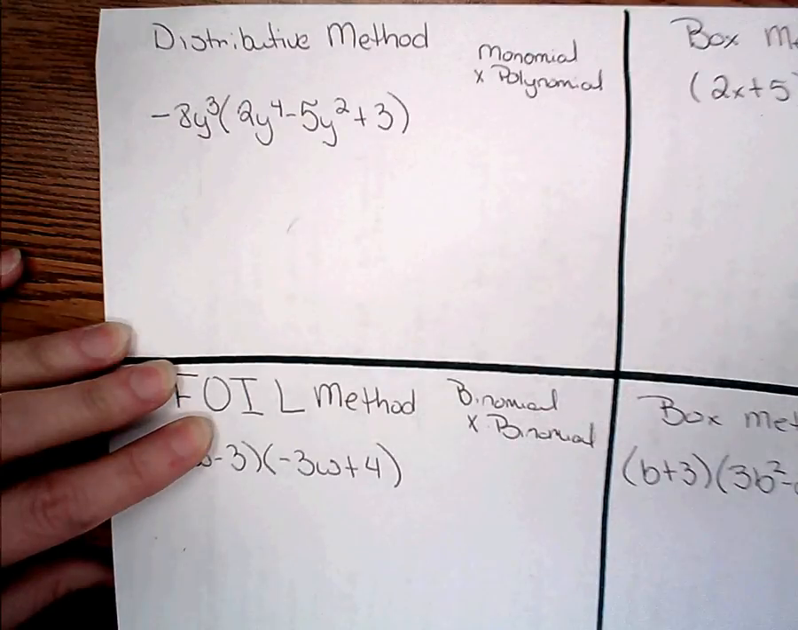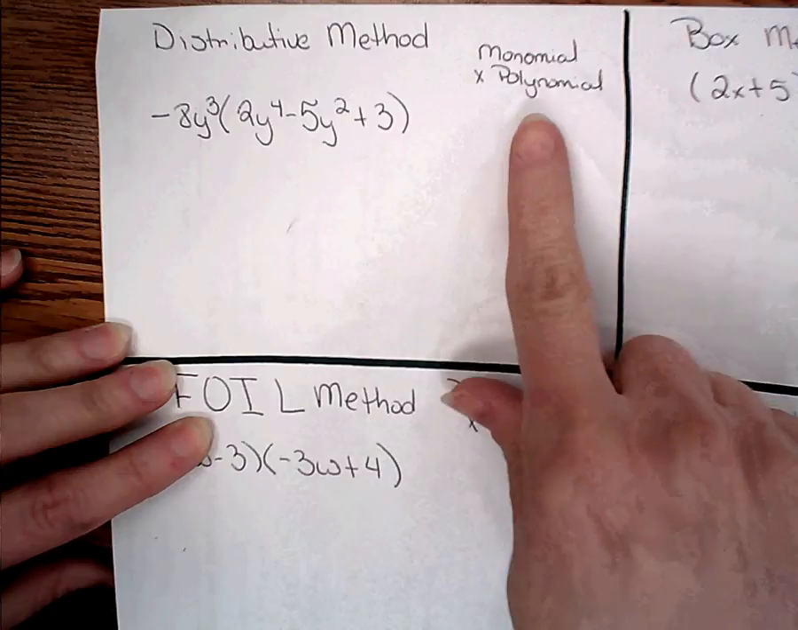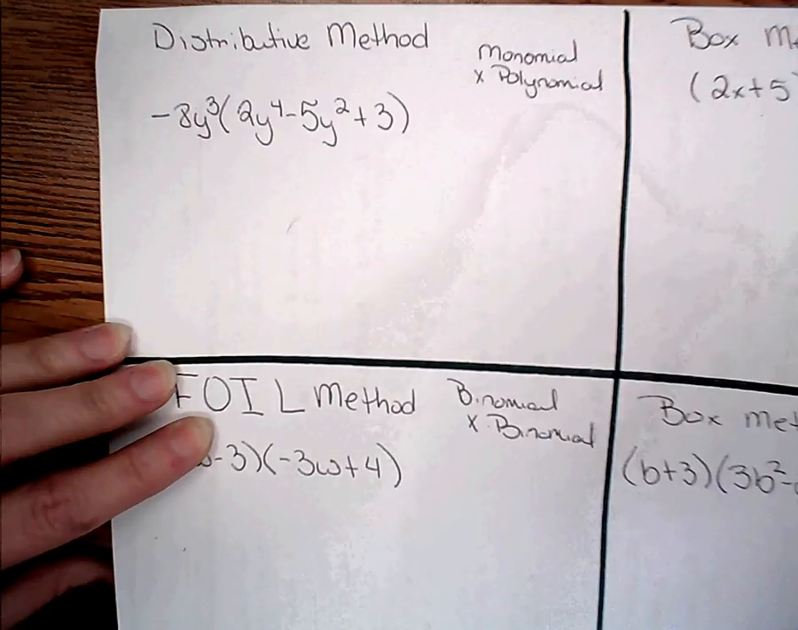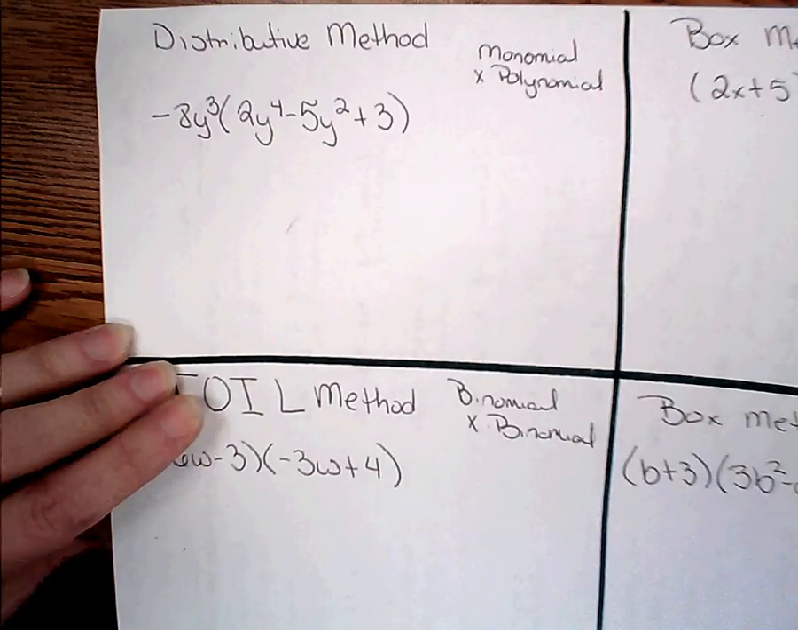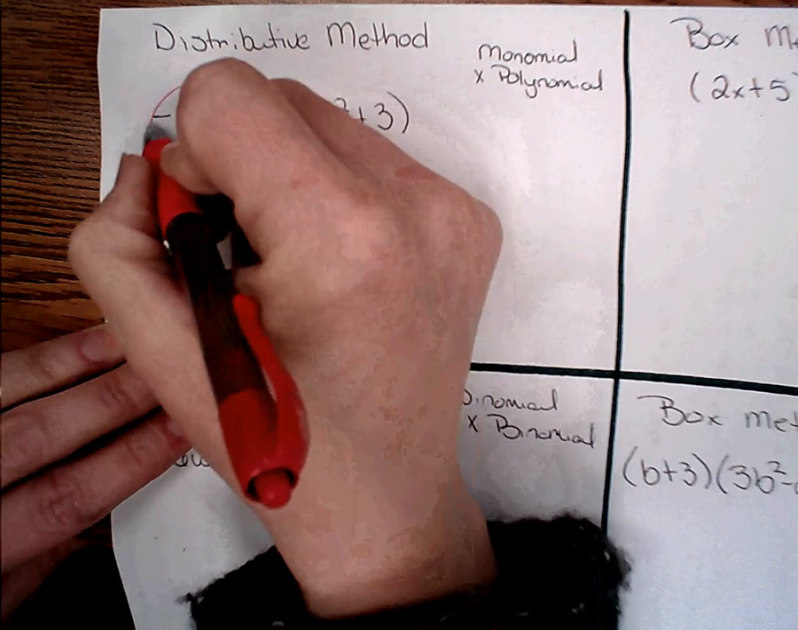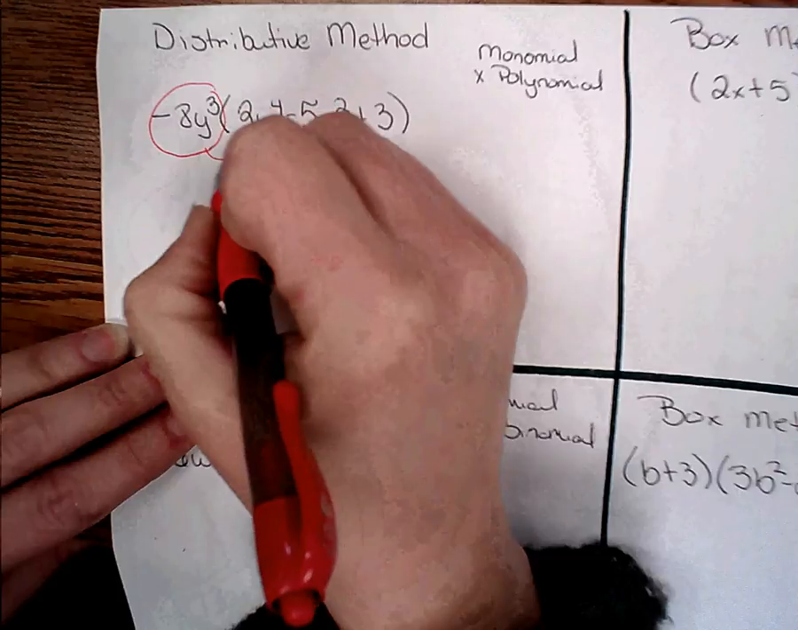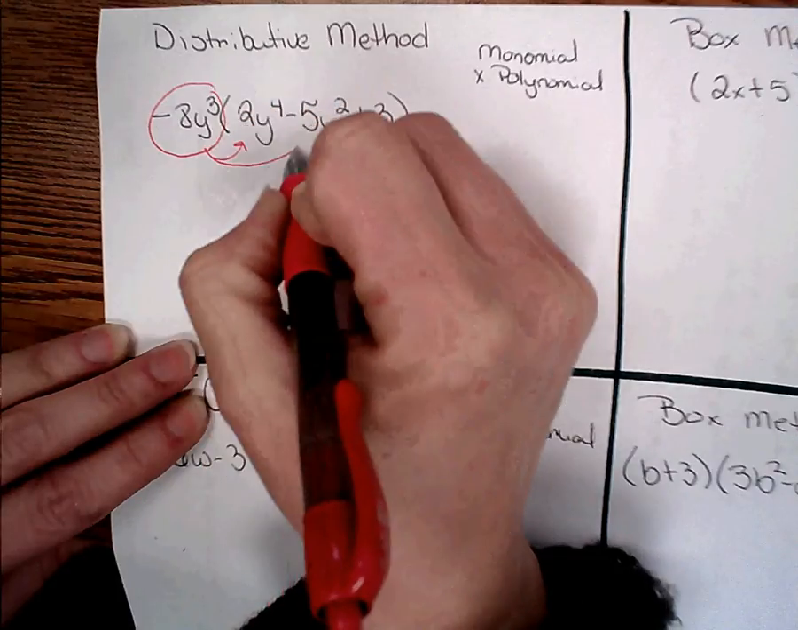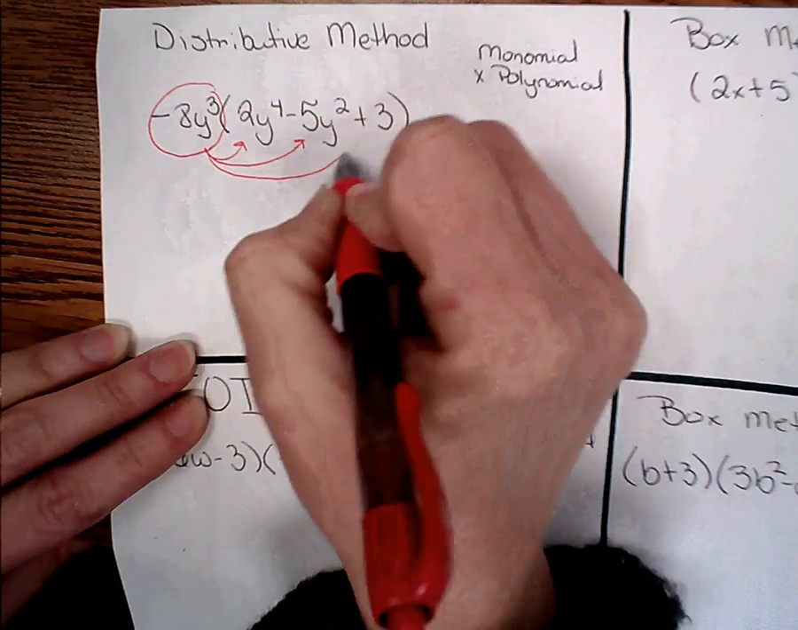Today we're going to be multiplying polynomials. When you have a monomial times a polynomial, you can use the distributive method. Distribute means to pass out, so I'm going to take this first term and distribute it to each term in the second parentheses.